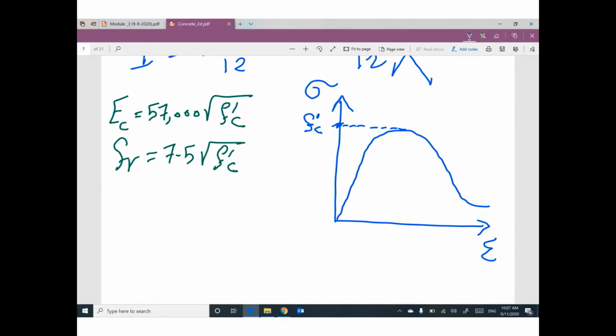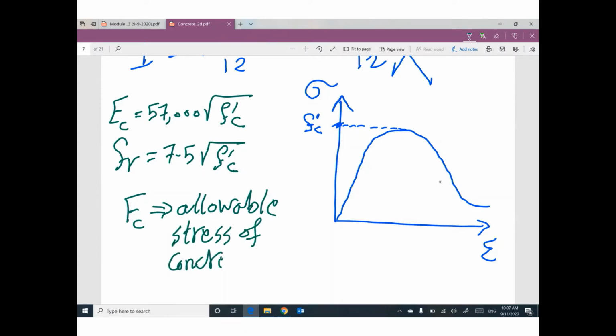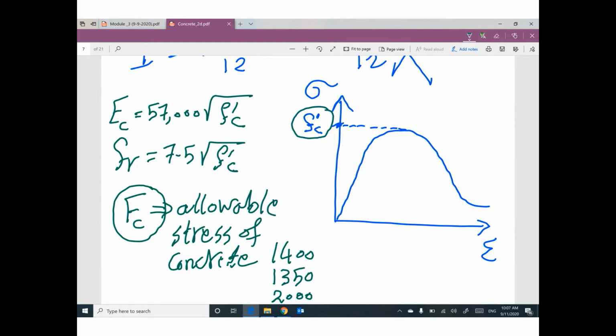Sometimes in stage number 2, which is the working stage, I can give you something called fc, which is called the allowable stress of concrete. Sometimes this value is 1,400, 1,350, sometimes it's 2,000. This one is not this one. fc is something here, like this value. I can call it capital F c.